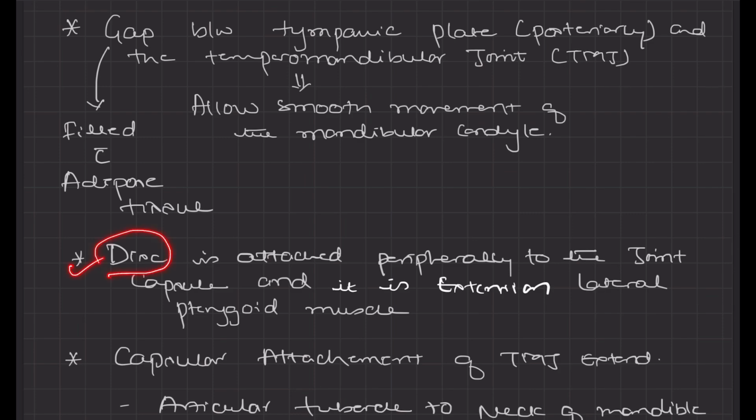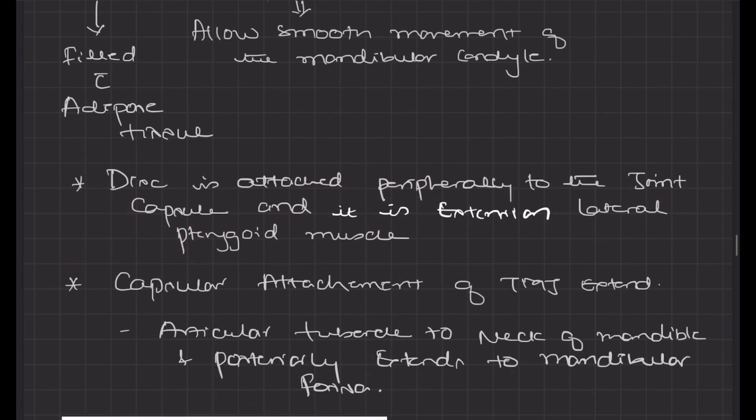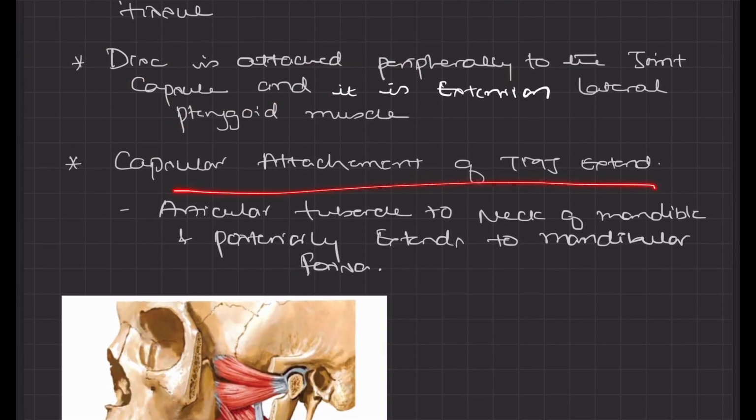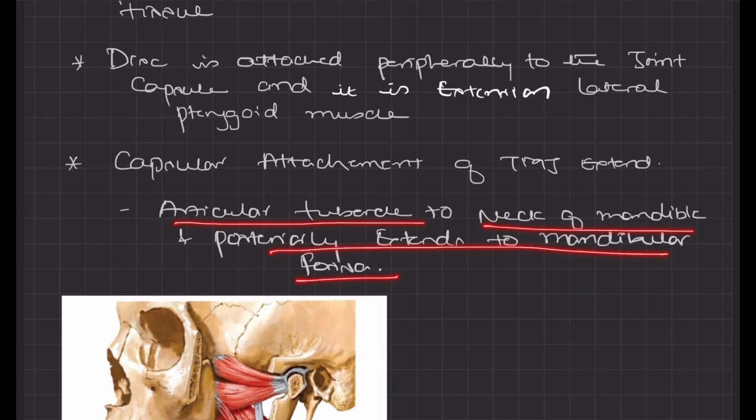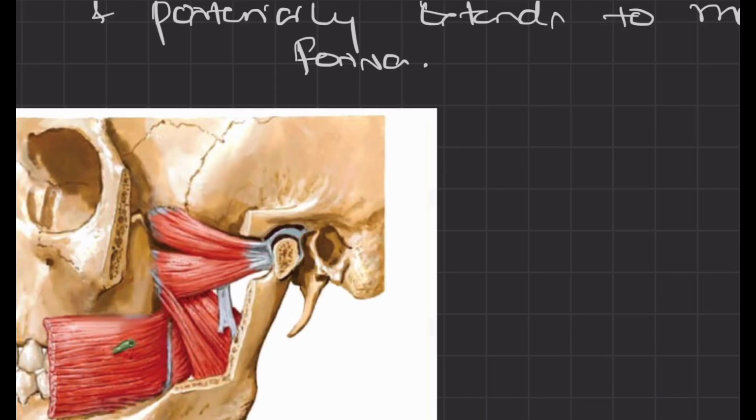Now coming to the disc. The disc is attached peripherally to the joint capsule and it is an extension of the lateral pterygoid muscle. Now coming to the capsular attachment of the temporomandibular joint. The capsular attachment is from the articular tubercle to the neck of the mandible, and posteriorly it extends till the mandibular fossa.